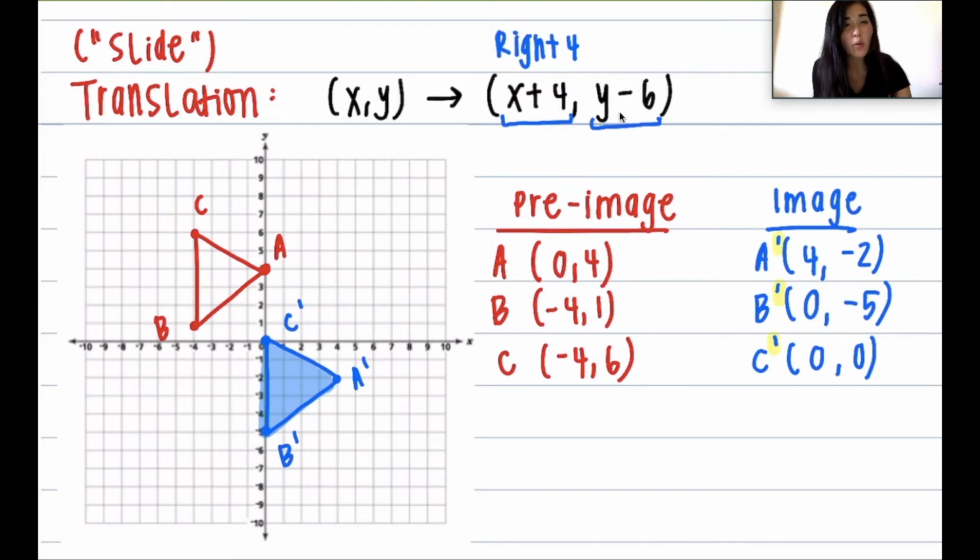How do you think that the y changes the graph? Think about which way y goes. It goes up and down. So hopefully you notice that by -6, we're actually going to be shifting down 6. So this is right 4 and then down 6. And you'll notice that here too. So look at where A is. If I go down 1, 2, 3, 4, 5, 6, and then over 1, 2, 3, 4, I'll end up at my new point here.